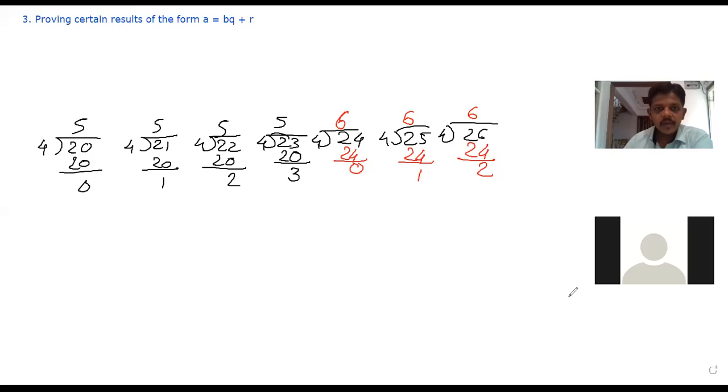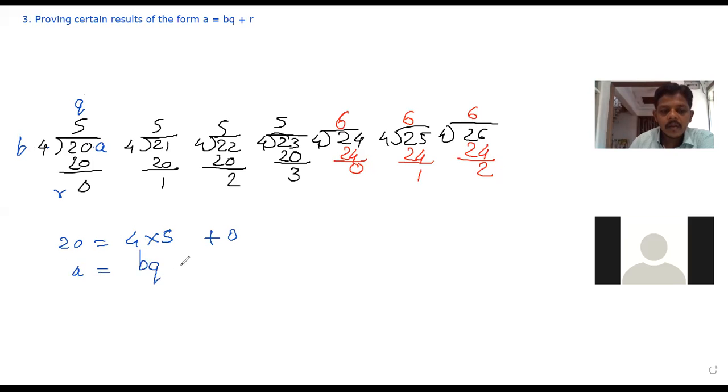Tell me this. How can I write this 20 as? 20 is equal to 4 into 5 plus 0. Am I right? Yes. 20 is A, 4 is B, 5 is Q, and this is R. Always. A is equal to what? BQ plus R. Plus 0, R was 0. Yes or no?